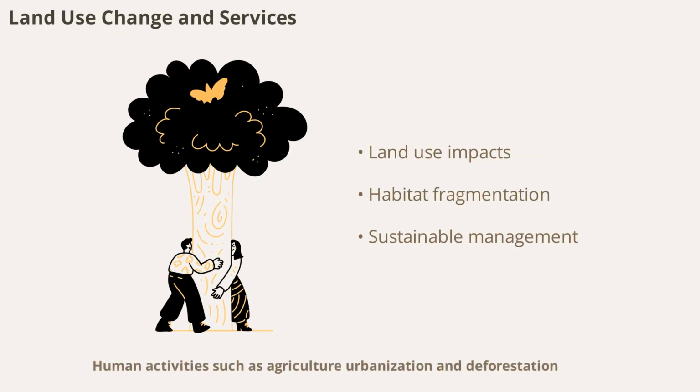Human activities such as agriculture, urbanization, and deforestation are major drivers of biodiversity loss and changes in ecosystem services. Land use change can fragment habitats, reduce species richness, and alter the flow of services like water purification and pollination. Sustainable land management is essential to maintain both biodiversity and the benefits it provides.